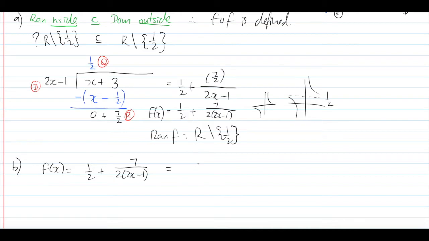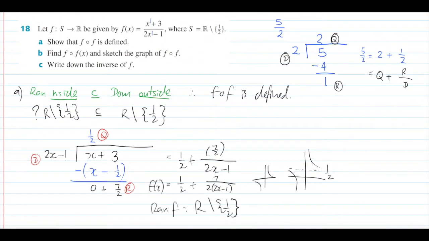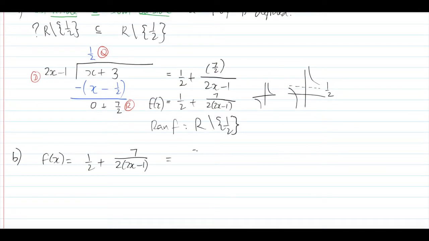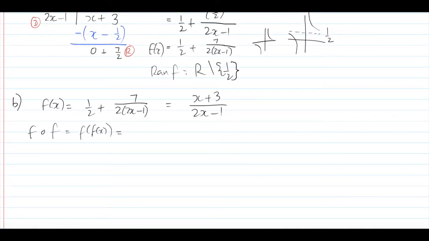At the same time, it can also be written as your original one, where we had previously over here, x plus 3 over 2x minus 1. So there's two ways of writing f, and we're going to use both of them to find f of f, which is essentially f inside f. So that's what it means. We're going to replace, every time we see an x, we're going to replace it with this one right here, okay?